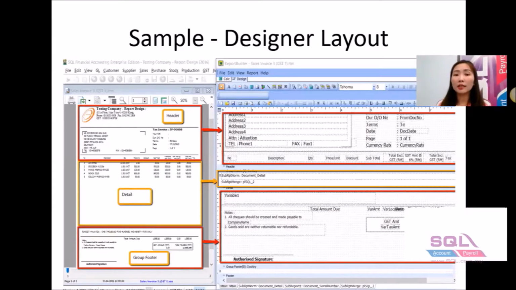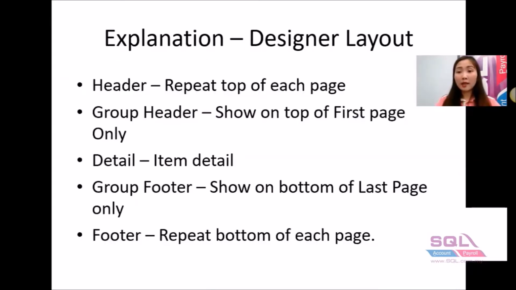On the right-hand side you can see the report builder, with the header, the middle, and the footer. Pay attention here: there are two types of header, header and group header. What is the difference? A group header will only show on the first page, but if you put it under the header part, every single page will have this header.